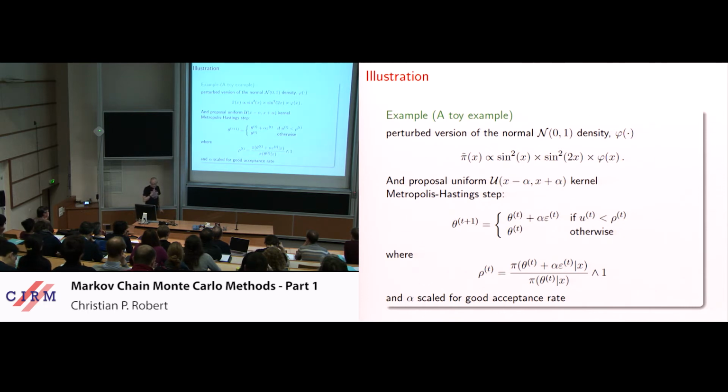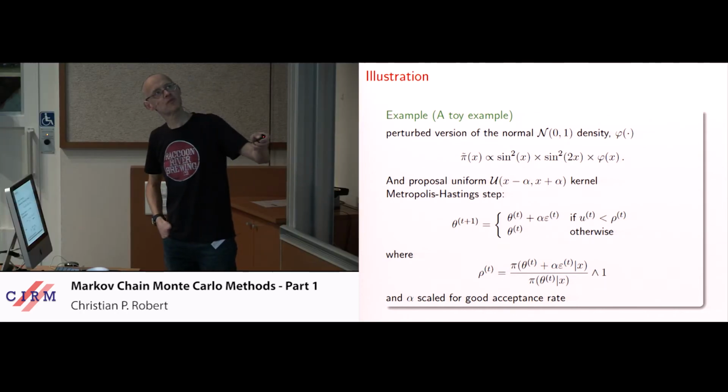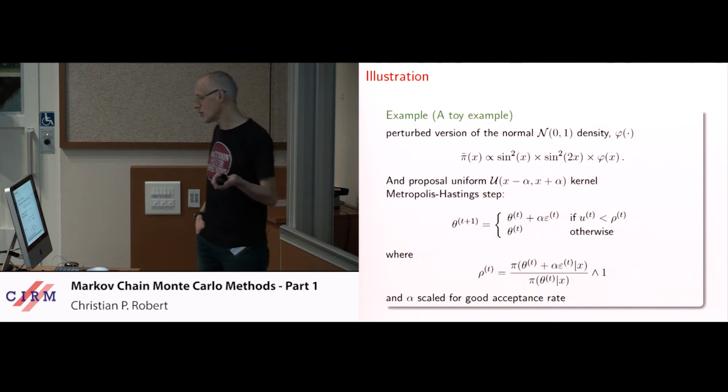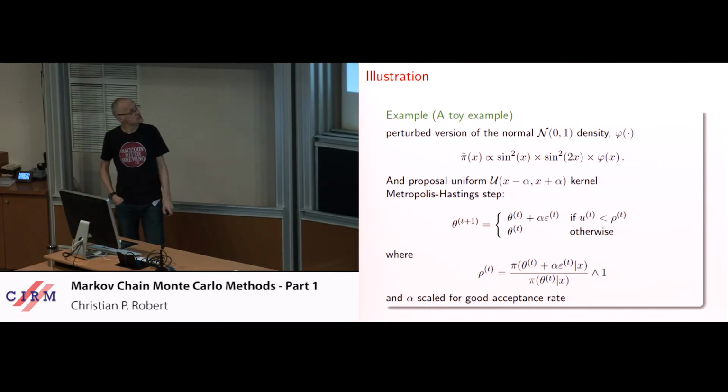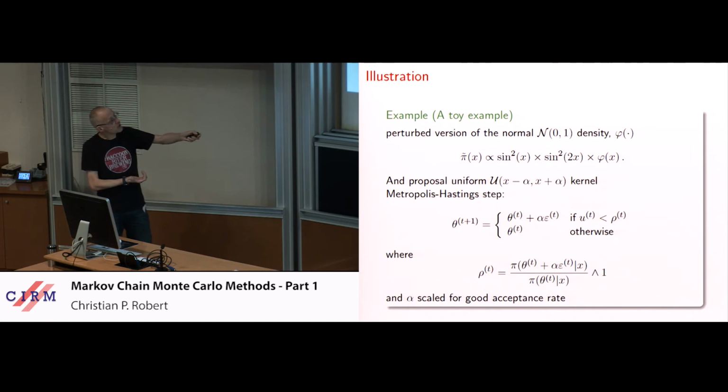And so, just a toy example to see how it works. I created this silly target, which is called pi instead of f, by multiplying a normal density with two square sinuses. And my proposal, my Q function, is a density of a uniform kernel that is centered at x. Okay. And so I generate a uniform between -1 and 1. I add it to my current value of x, that is theta in that slide.